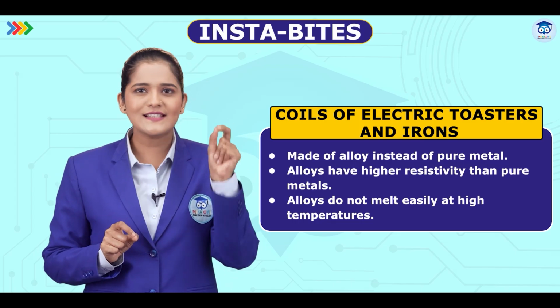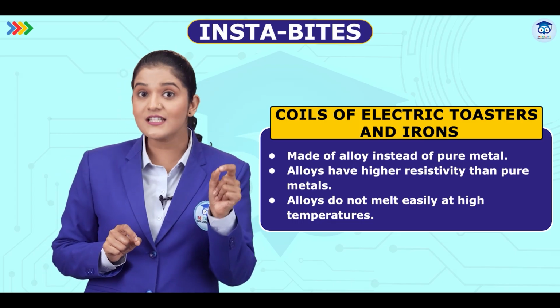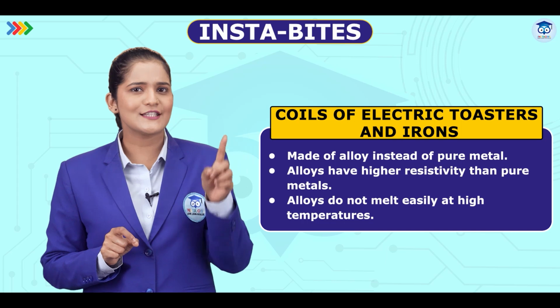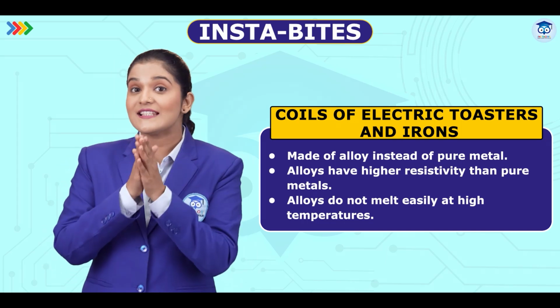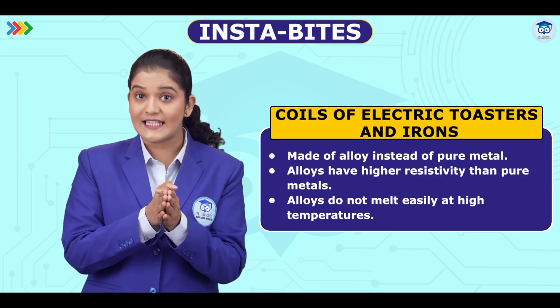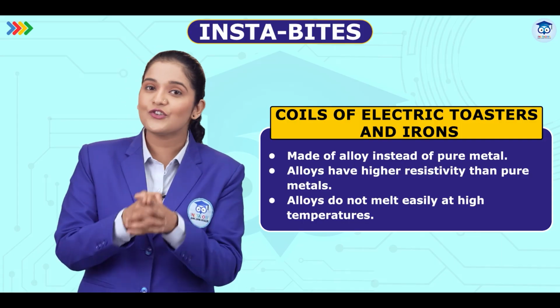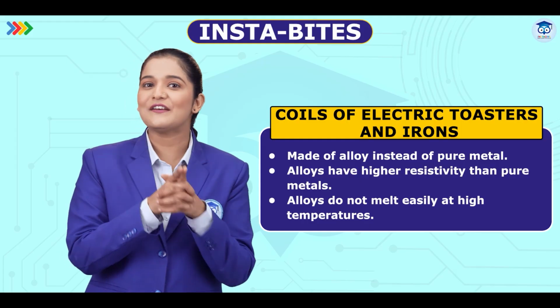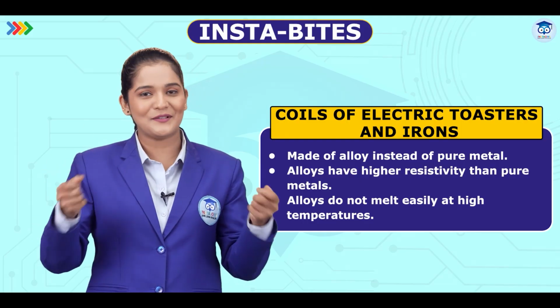Similarly, the coils in electric toasters and irons are made of alloys instead of pure metals, as alloys have higher resistivity and do not melt easily at high temperatures, ensuring both safety and efficiency in high heat applications.